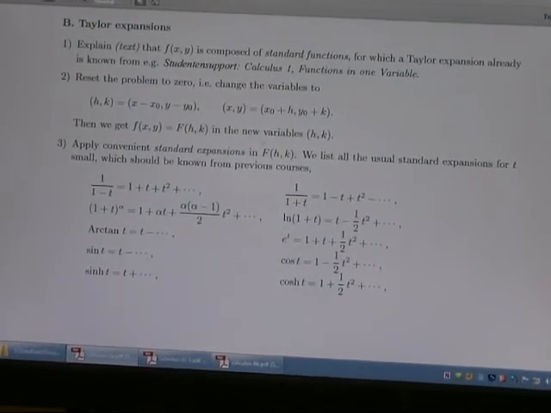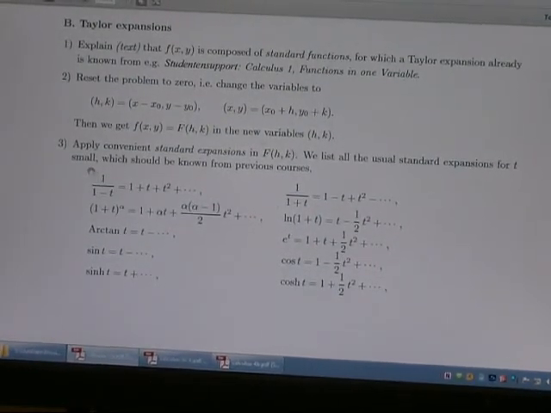Now imagine 1 by 1 minus t: so 1 plus t plus t square. 1 by 1 plus t: so 1 minus t plus t square. ln(1 plus t): so t minus t square by 2.